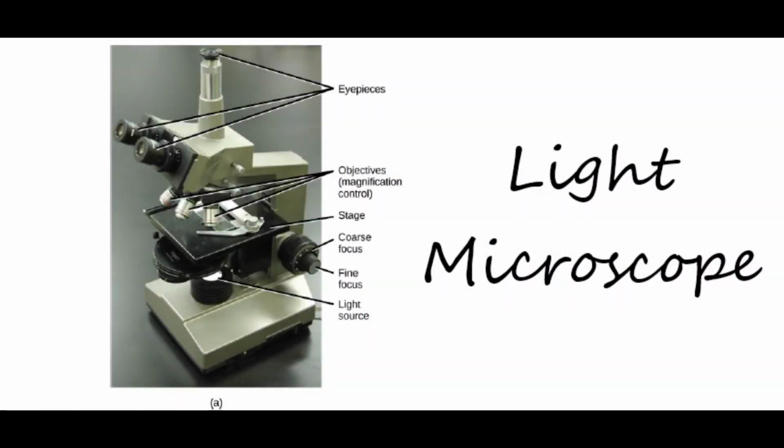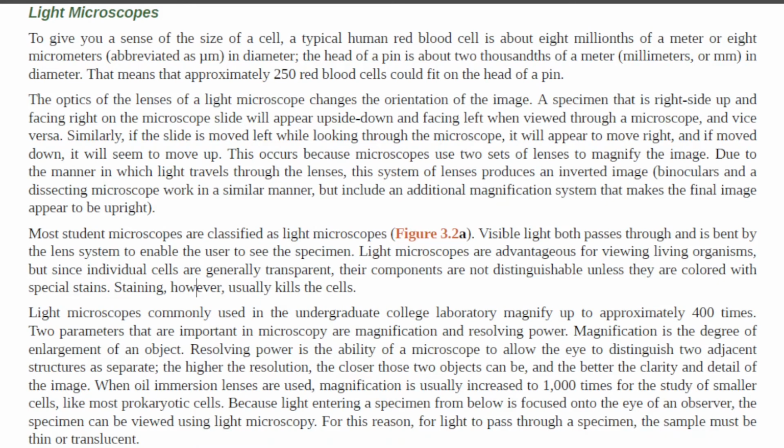Figure 3.2a. Visible light both passes through and is bent by the lens system to enable the user to see the specimen. Light microscopes are advantageous for viewing living organisms, but since individual cells are generally transparent, their components are not distinguishable unless they are colored with special stains. Staining, however, usually kills the cells. Light microscopes commonly used in the undergraduate college laboratory magnify up to approximately 400 times.